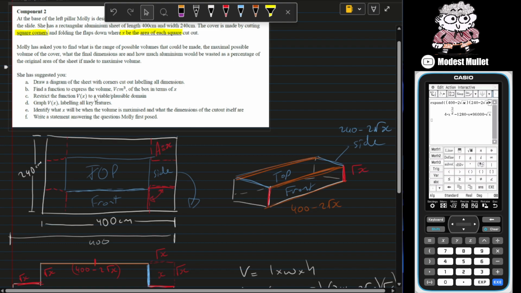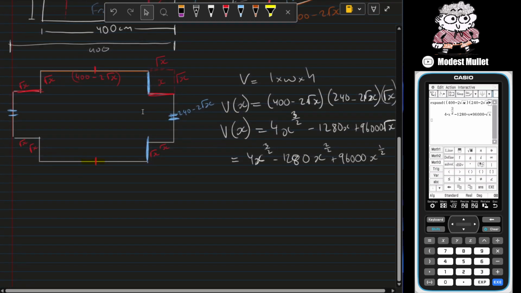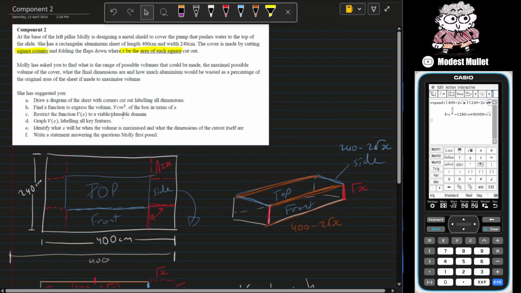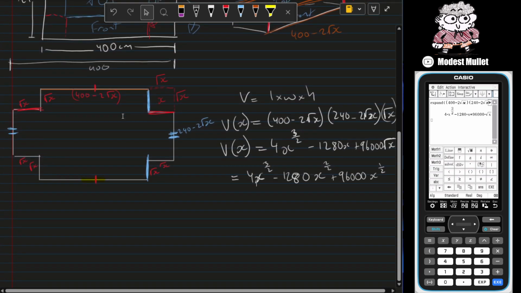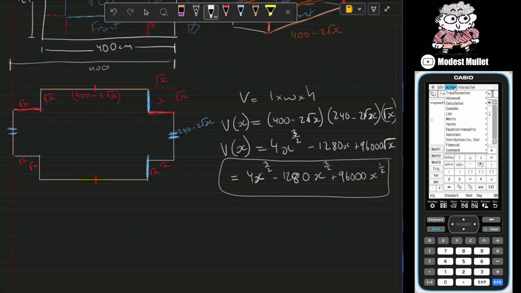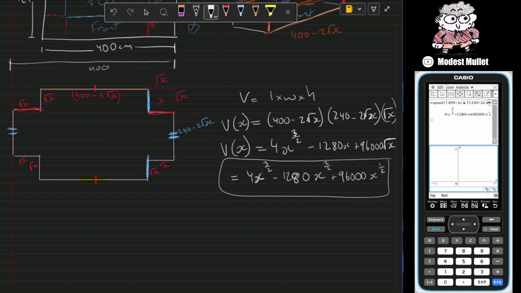Restrict the function V of x to a viable or plausible domain. So what does it mean to be viable or plausible? Well, this equation is completely void of context. And what will happen if we actually go and graph this? Okay, let's go and graph it. Edit, copy. Edit, paste. Okay, we want to graph.